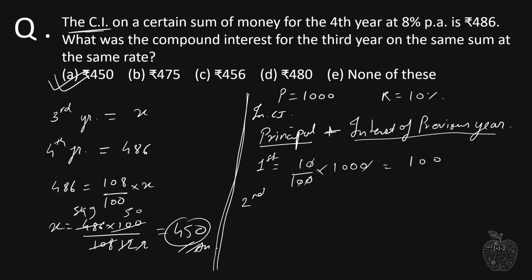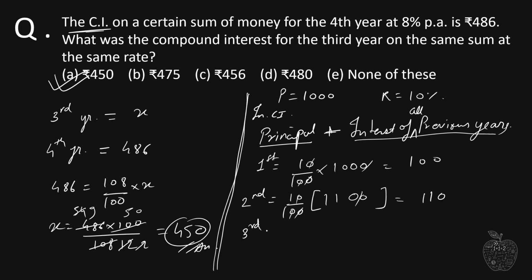Now in order to calculate the interest for the 2nd year, we have to take 10% of what? Principal plus the interest of the previous year. So the principal is 1000 plus the interest of the previous year, which is 100. Not just the previous year, all the previous years. So 1000 plus 100 is 1100, the zeros cancel, and we get the interest as 110.